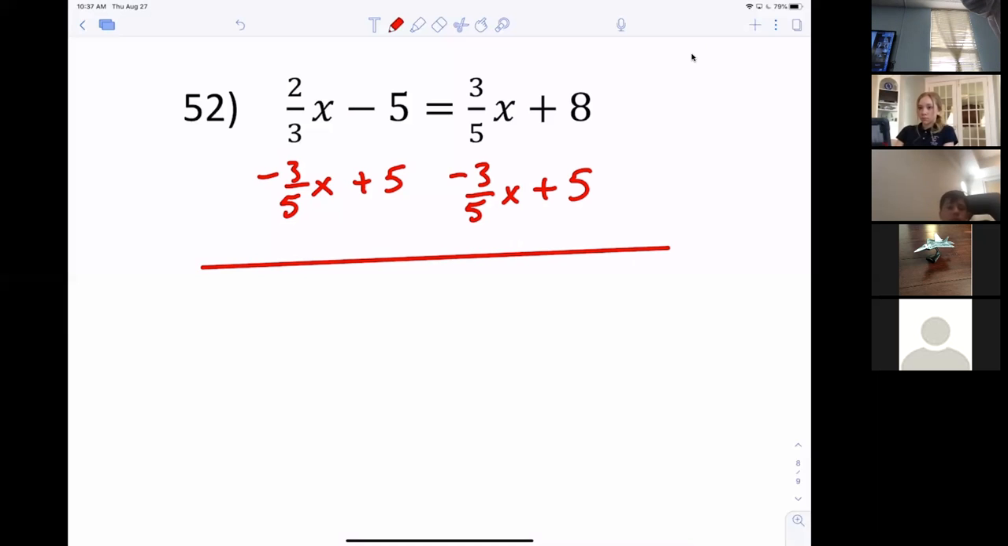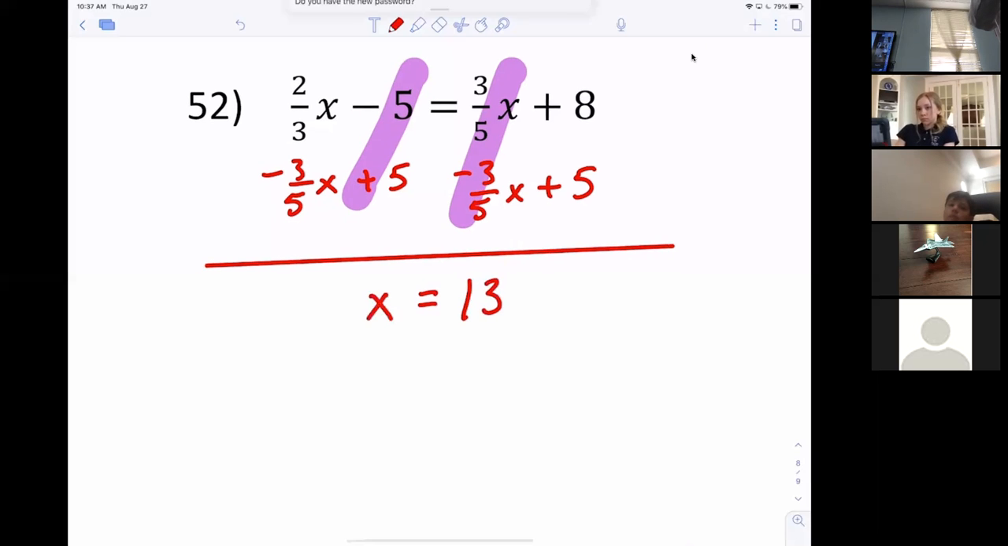All right, now why is that essential? These cancel, these cancel. Now you have it isolated. 8 plus 5 today is 13. Now I'm doing a variable with a fraction. What is the common denominator? So everybody should be writing 15.